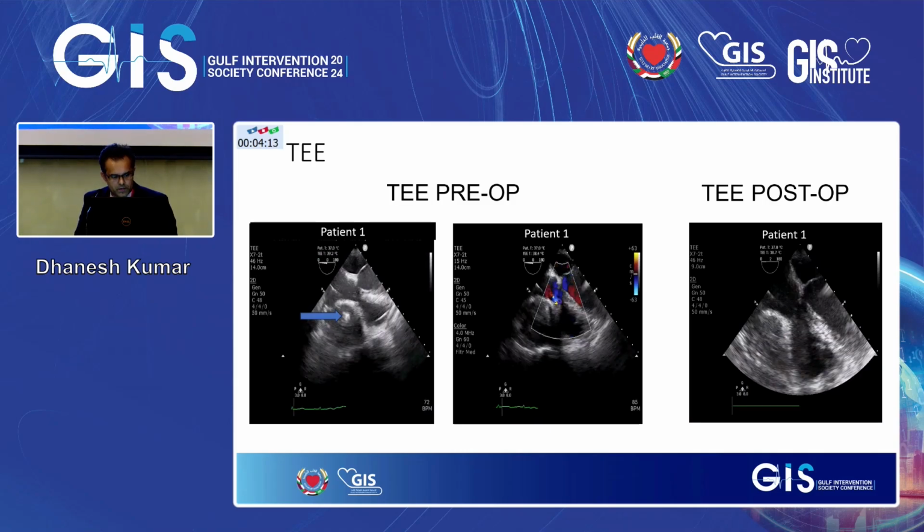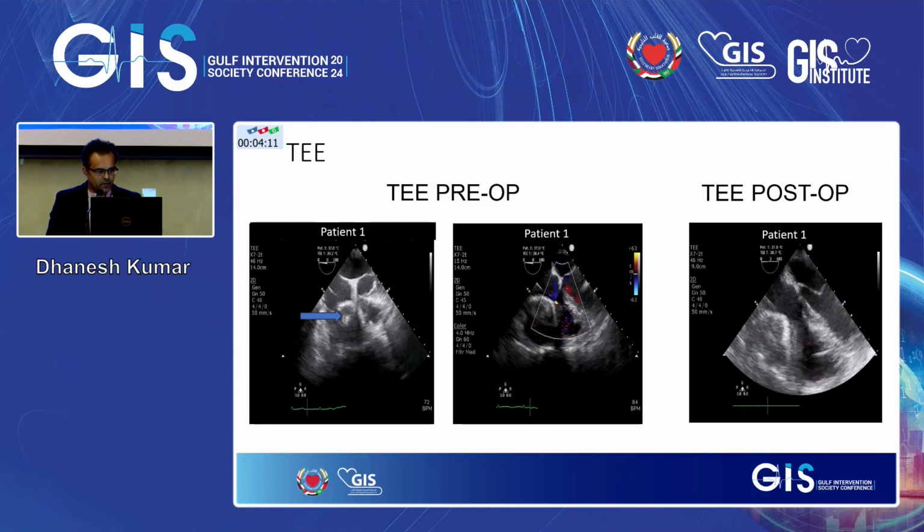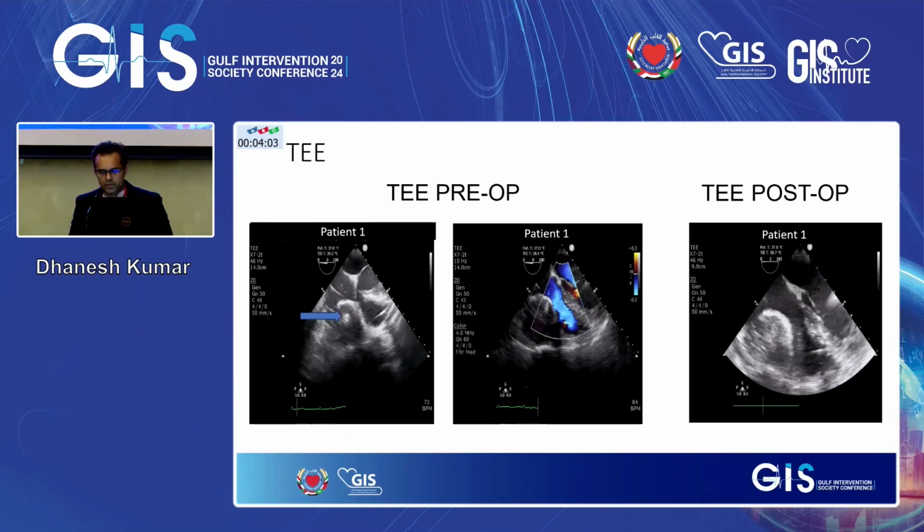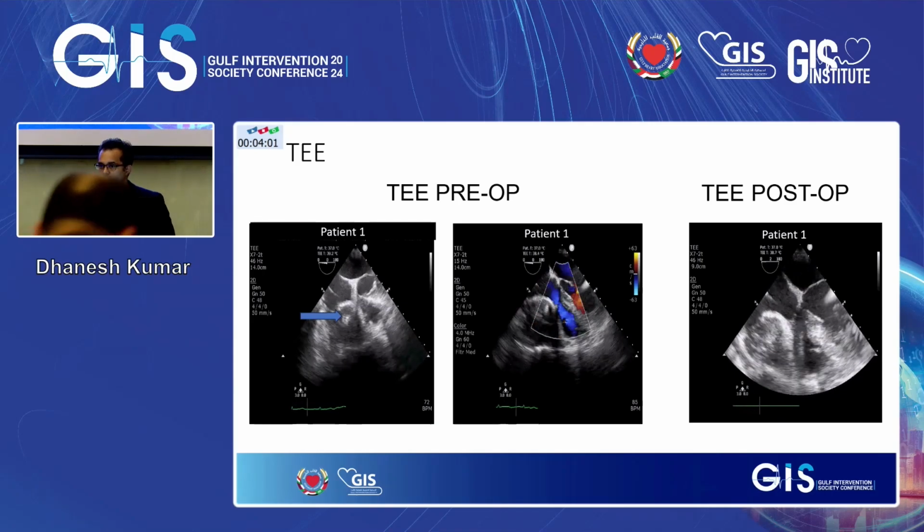So this is the first patient. You can see in the preoperative TEE images, the stent is visible clearly by the arrow. In the same patient, there was compression of the RVOT, and there was compression of the tricuspid valve, so mild TR was also present.